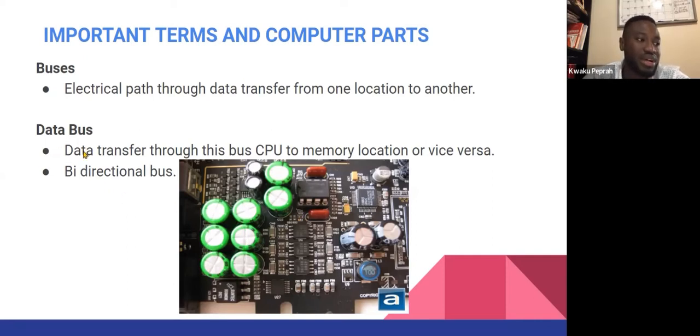We have the data bus. The data bus transfers data through the CPU, which is the central processing unit, to memory locations or from the memory location to the CPU. That's how computer boards and the buses communicate with one another to help us process and help the computer function. So it is a bi-directional bus. And these are buses shown here on the board.